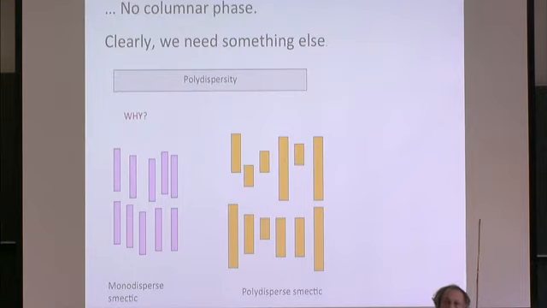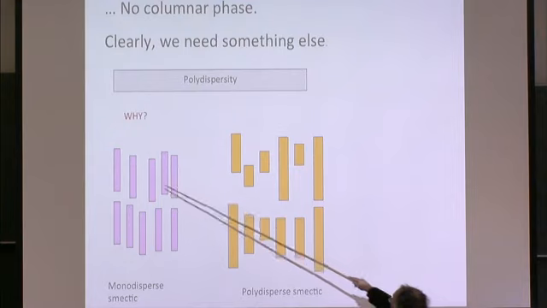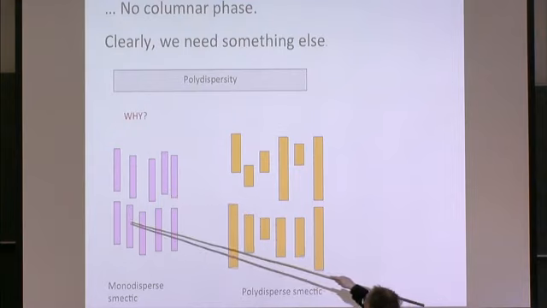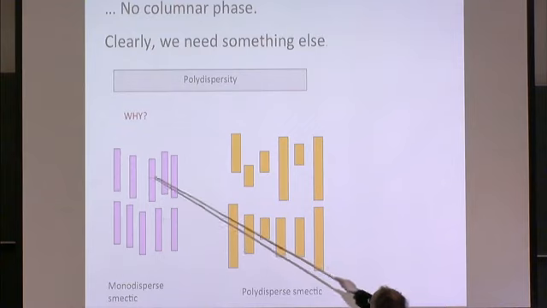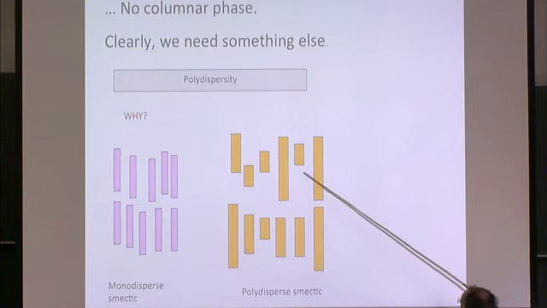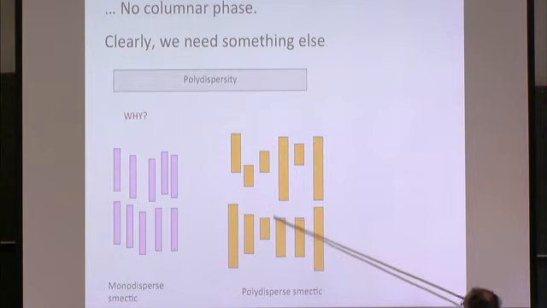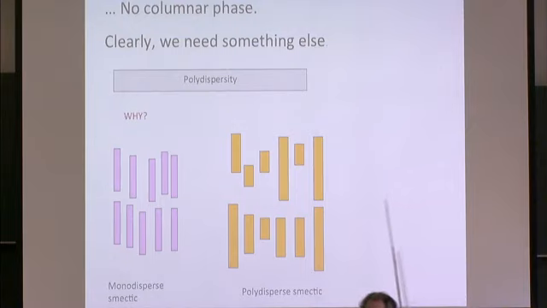In this case, if you have rods, you can look at particles with different diameter or particles with different length. And we'll be looking at a situation where particles have different lengths. So here you have a smectic phase of particles with all the same length, and here you have a smectic phase of particles with all different lengths. And you can see that larger gaps result.